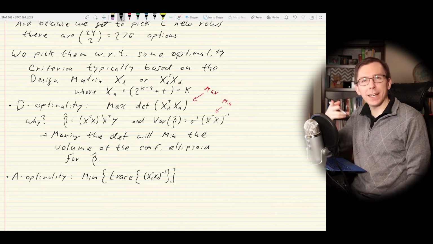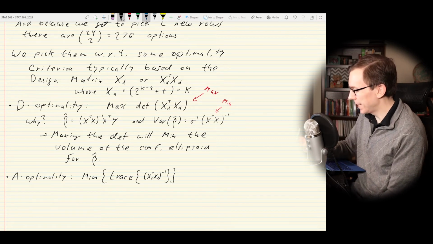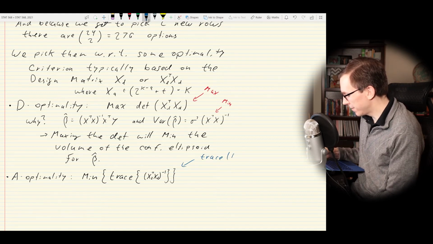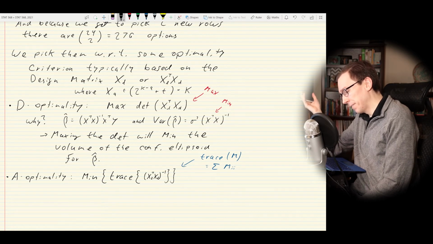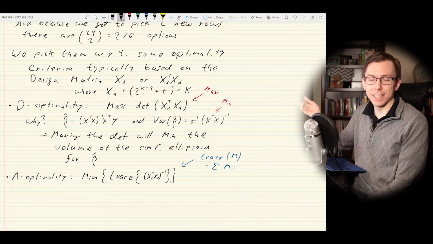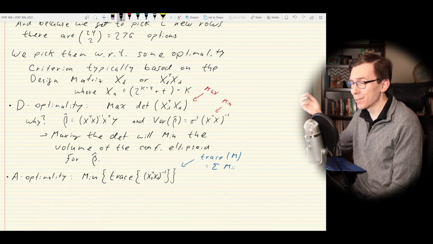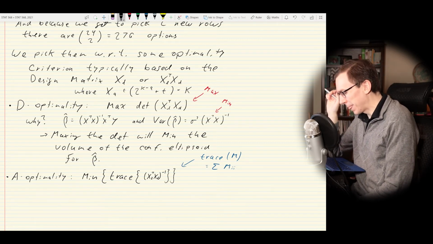Do you remember what the trace of a matrix is? The trace of a matrix is the sum of the diagonal. We'll put that on the side just to make sure we all remember that. The trace of M, capital M, is the sum of M_ii. It's the sum of the elements on the diagonal. Now, x transpose x will necessarily have positive entries on the diagonal, so this has to be non-negative. It should be positive. If it was 0, that would be bad, and we don't want that to happen.